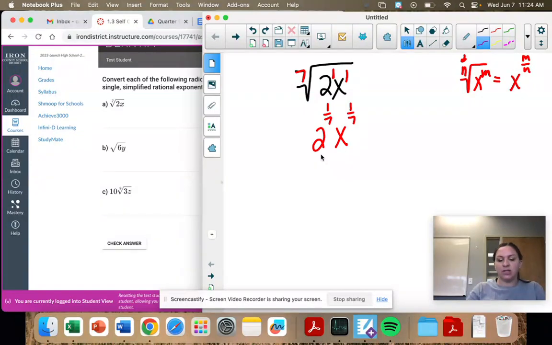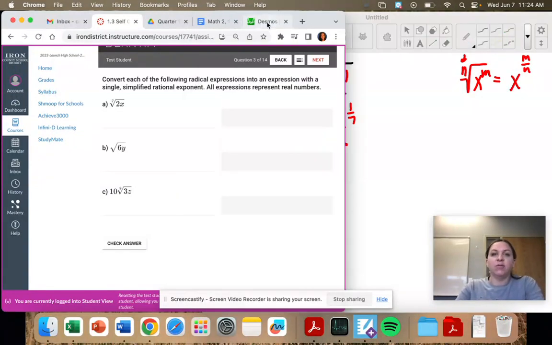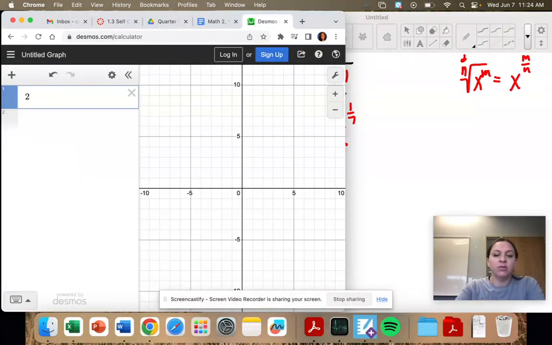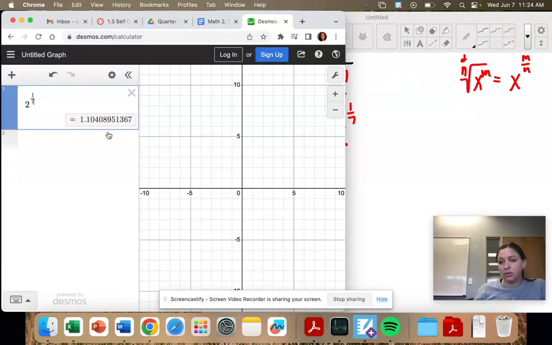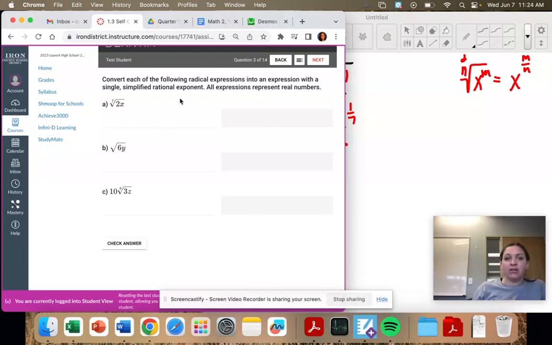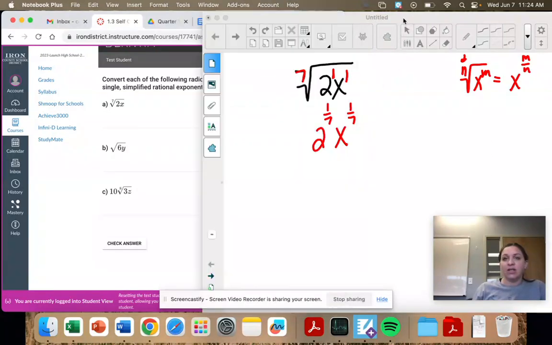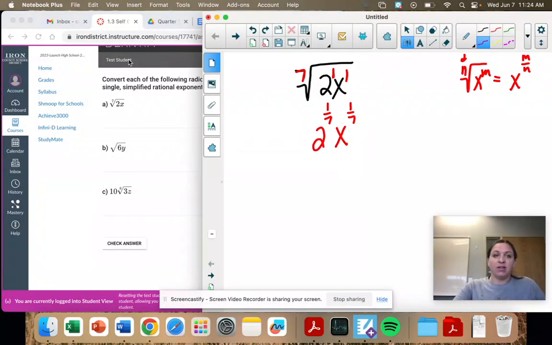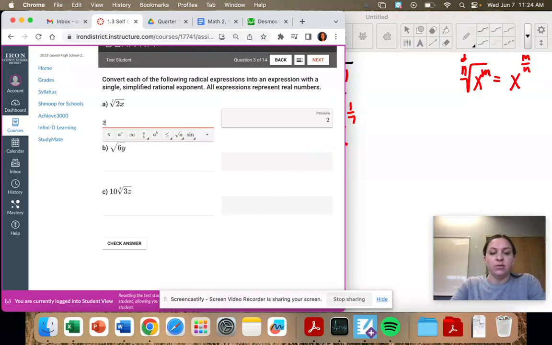So 2 to the 1/7, if I go over to my calculator, 2 to the power of 1/7, that's a decimal. And it's not telling us to round anywhere in here. It says keep a simplified rational exponent. So we're going to just leave it as 2 to the 1/7 and x to the 1/7. So 2, and then remember you got to put those in parentheses.